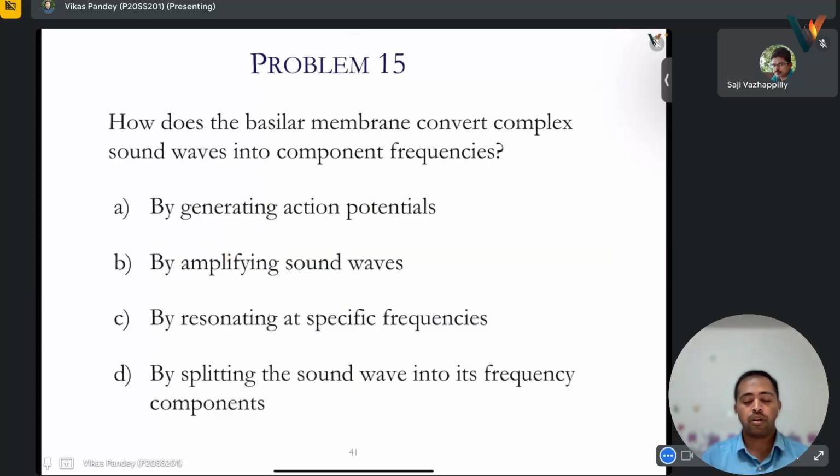Okay, so how does the basilar membrane convert complex sound signals into component frequencies?